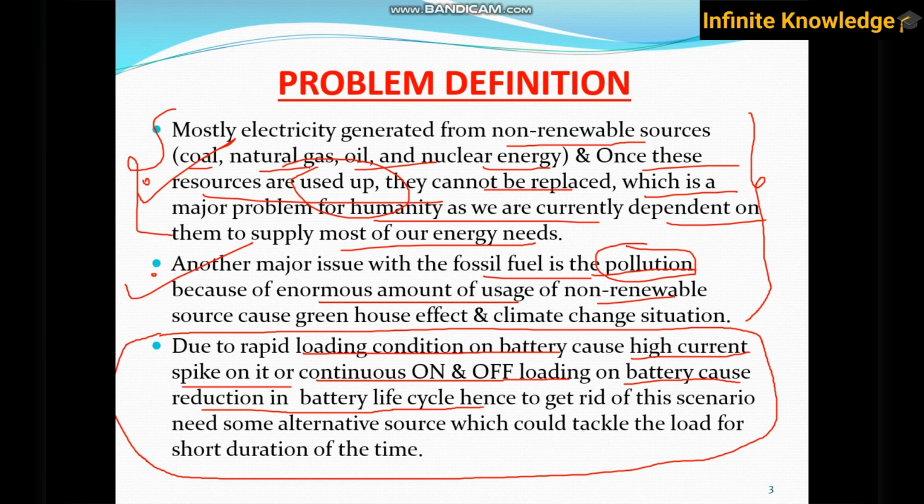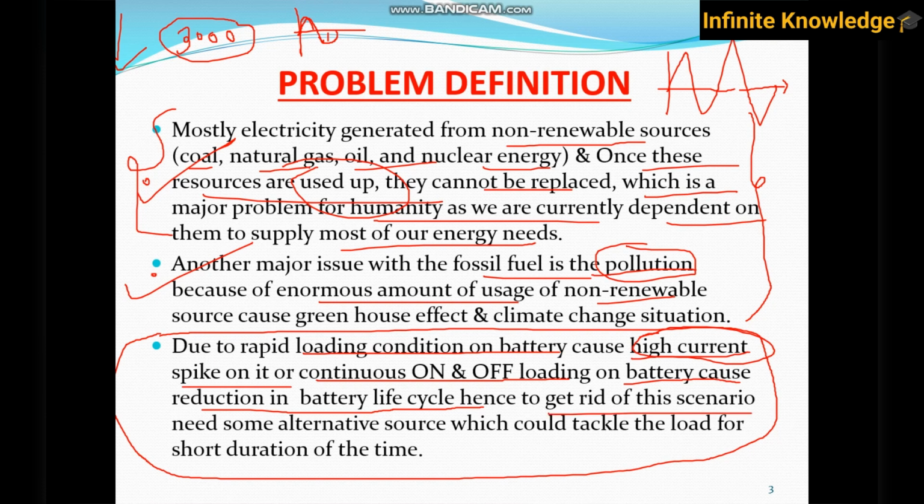So what is the life cycle? Charging and discharging, charging and discharging. There is a cycle, the life cycle. Each and every battery has some number of cycles. Normally we have considered 3000 life cycles, as per research papers, so you can charge and discharge your battery 3000 times. This battery life cycle is reduced because of the high current spike.